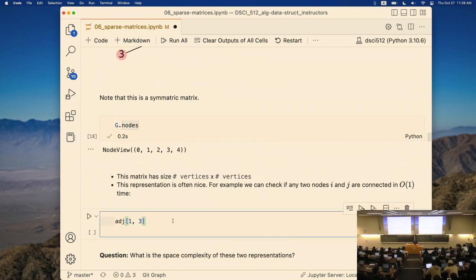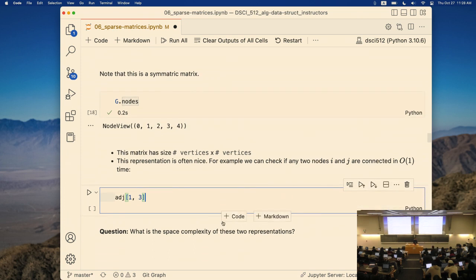Okay, so the performance implication is that looking up a particular edge using the adjacency matrix takes O(1) time, constant in time. This is a very desirable property. So, what is the space complexity of these two representations? So the first one, adjacency list, and the second one, adjacency matrix.